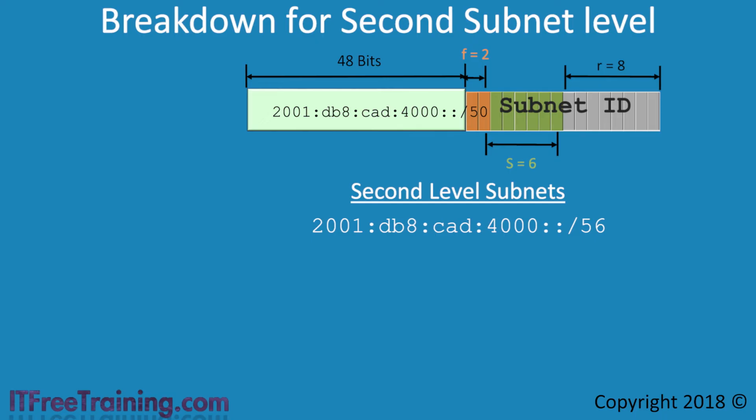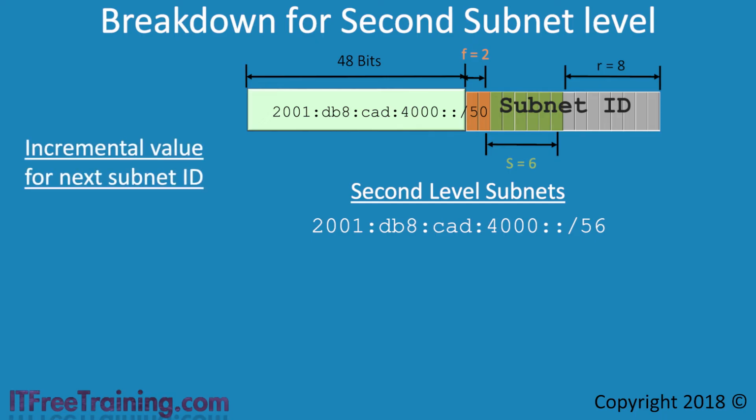Notice that the prefix length has changed. Since 6 more bits of the subnet ID have been used, these are added to the prefix length of 50 that was allocated to Canada to give 56. The next step is to work out the increment value.